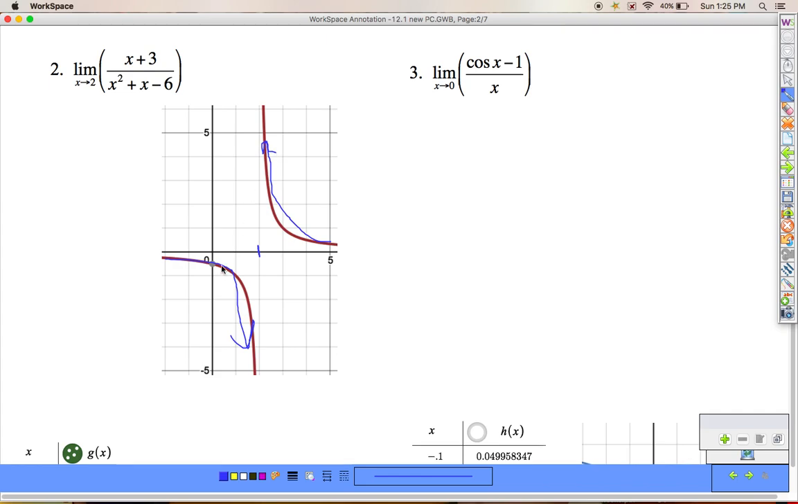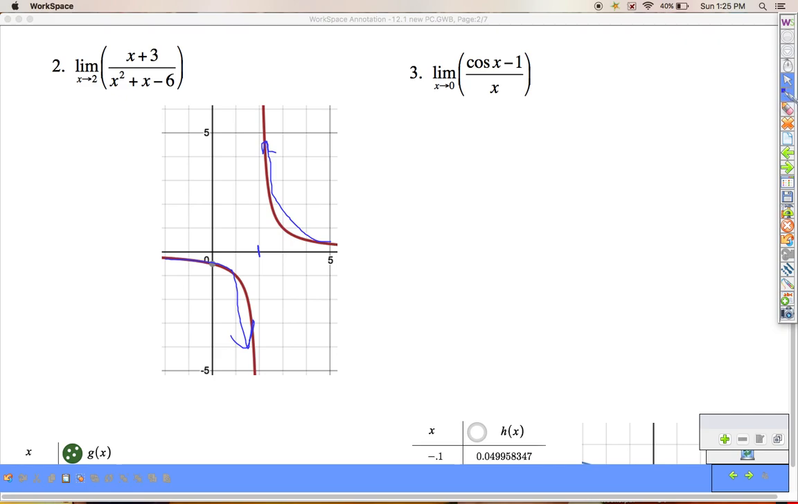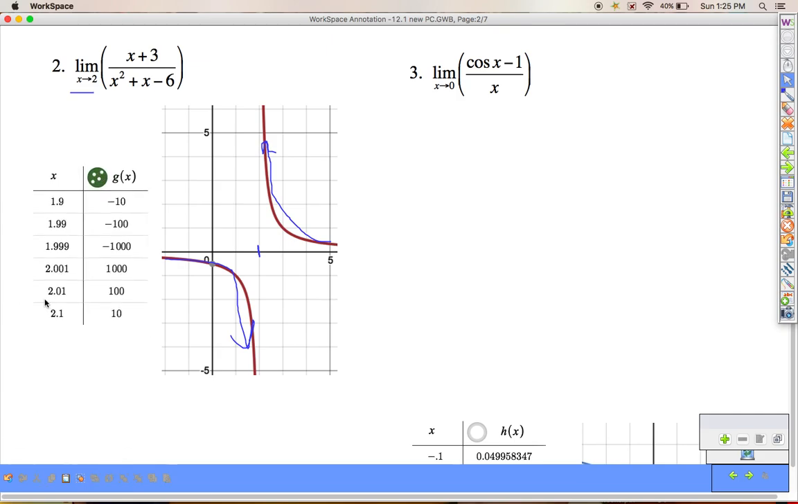And hopefully you realize when x equals 2, this one keeps going up, up, up, and from the left, it goes down, down, down. So they're not going the same way. If we made a table and I want to approach 2 again, I'm going to use the same values: 1.9, 1.99, 1.999, 2.1, 2.01, 2.001.